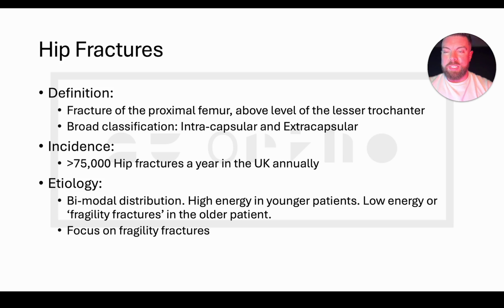The incidence is, depending on the information you seek and where you find it, for the UK, greater than 75,000 hip fractures a year in the UK. Some reports will say that it's above 90,000 per year as well. But as you can see, it is a huge clinical burden on an annual basis. There's a bimodal distribution. There's high energy in the younger patients, which would be polytrauma, and this talk will not focus on this, as that is not what is generally covered for medical school when it comes to hip fractures. The low energy or fragility fractures in the older patient are what we're focusing on today.